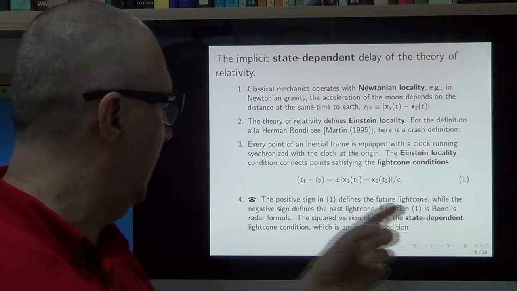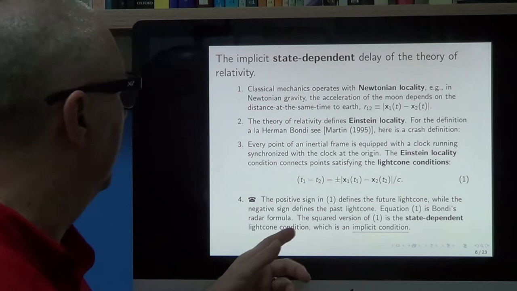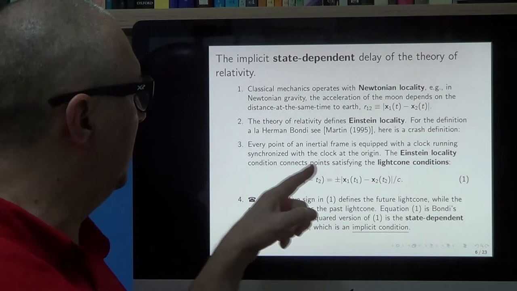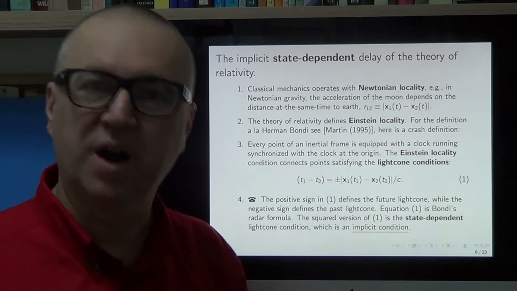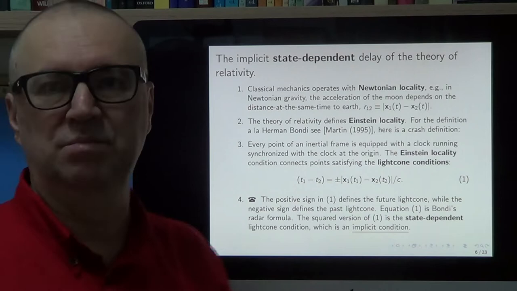Equation 1 is Bondi's radar formula that you are going to read in Martin. The squared version of 1 is the state-dependent light cone condition. If you square this, you get t1 minus t2 squared equals this squared. So it's one coordinate squared equals the other three coordinates squared. This is the equation for a cone. And it's a state-dependent condition, which is implicit. And this is in any form of electrodynamics.